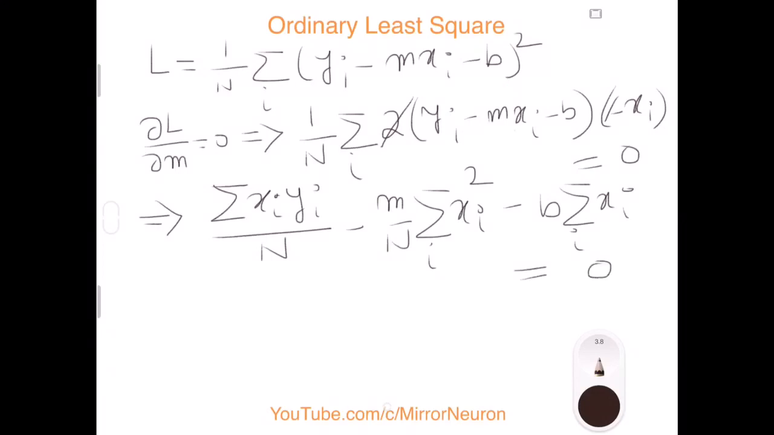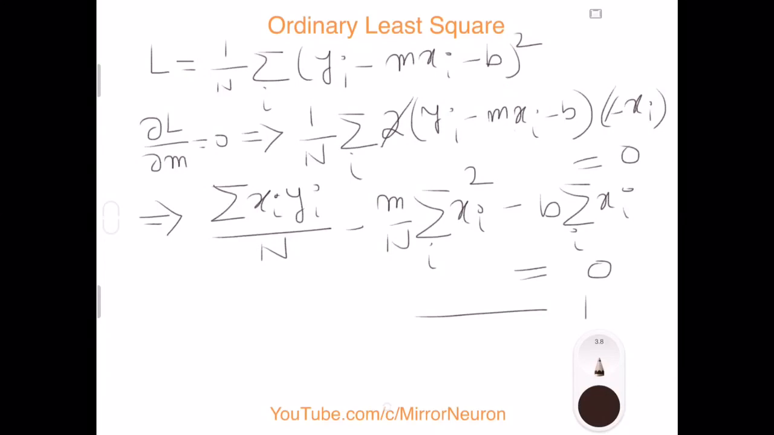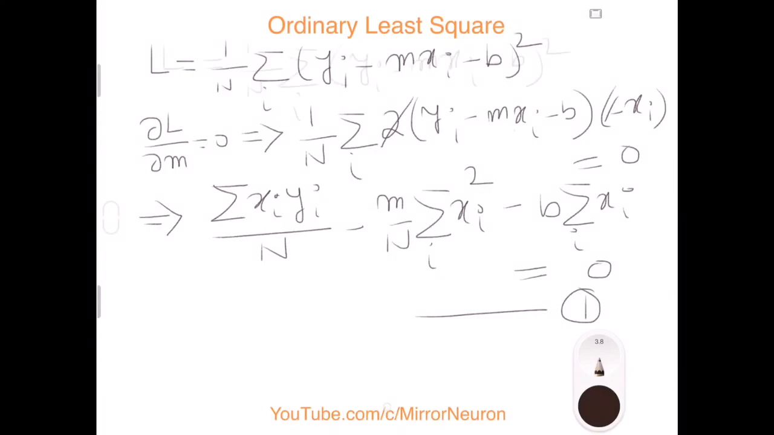So we need one more equation to solve both variables m and b. So this is the first equation. Let's see from the other variable if we can find any of these values b or m, and then we can plug it back here to solve this problem.